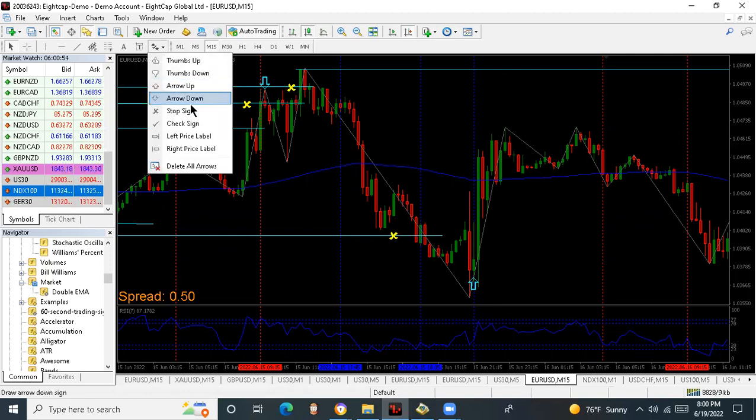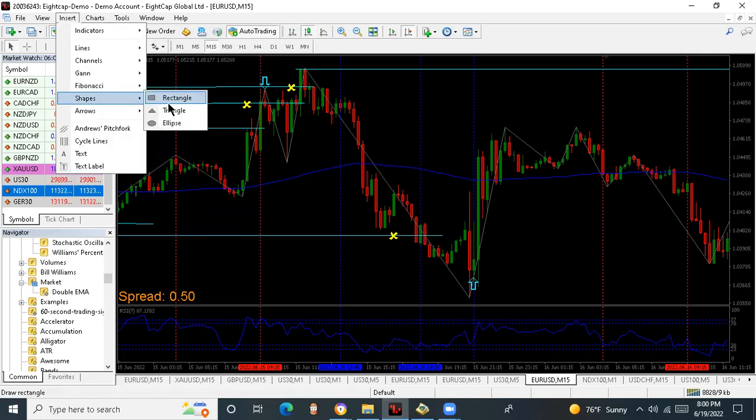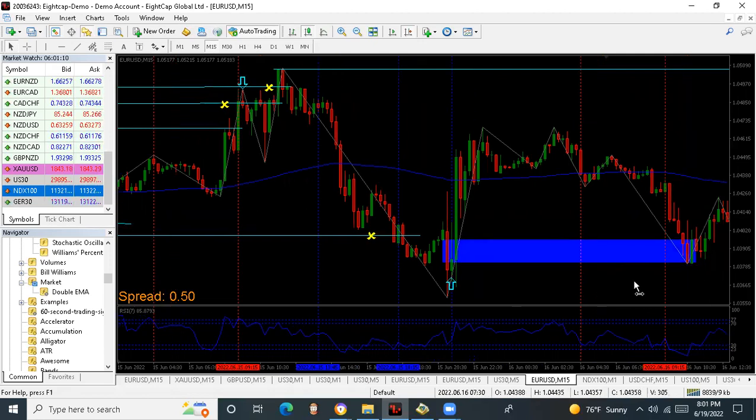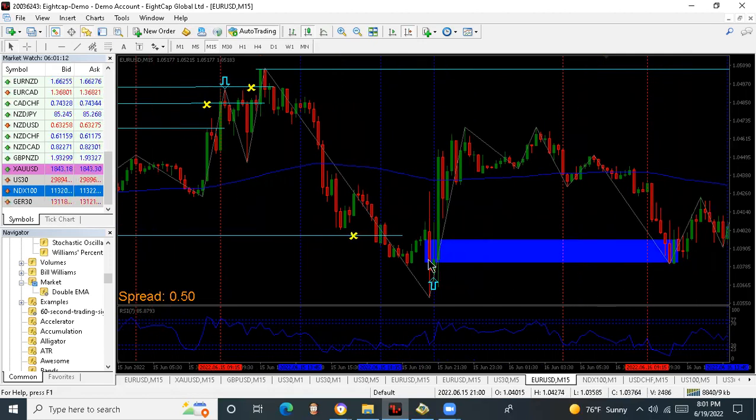I'll probably just draw some type of shape, but that's not part of this strategy. That's a different strategy. But I'm still holding these buys, so it came back down to entry. The conservative target was here, the aggressive target is up here.